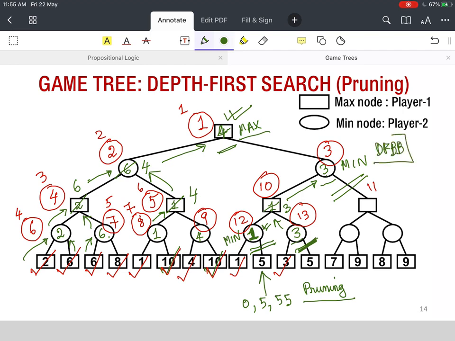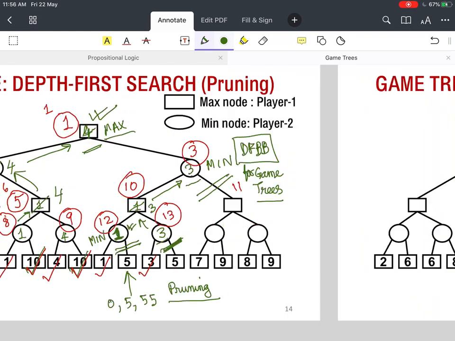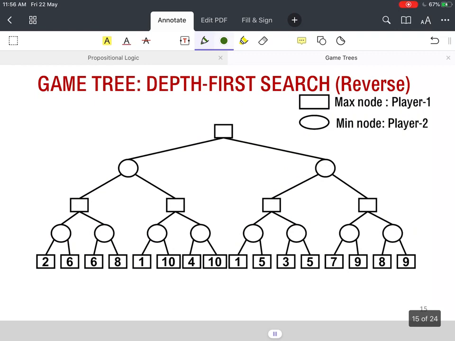So this pruning is the depth first branch and bound, which we have seen earlier, being effected for game trees. By employing depth first search, we can do a depth first branch and bound, which is called the depth first pruning technique.